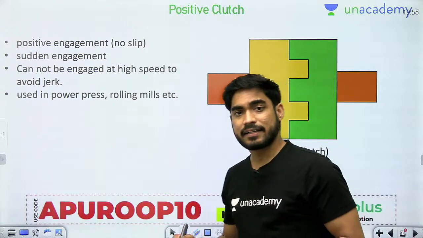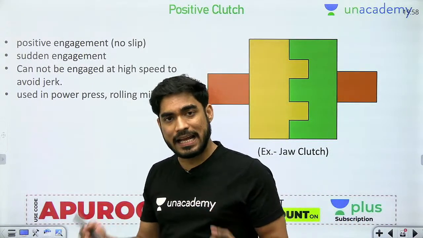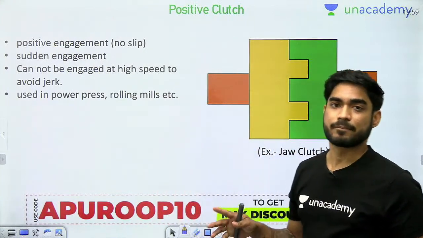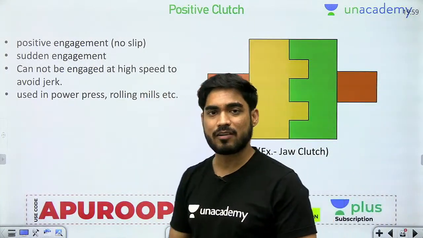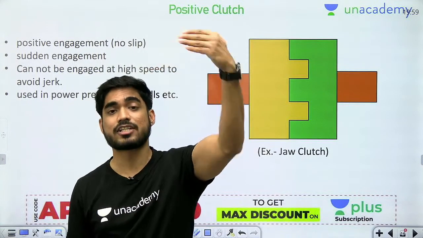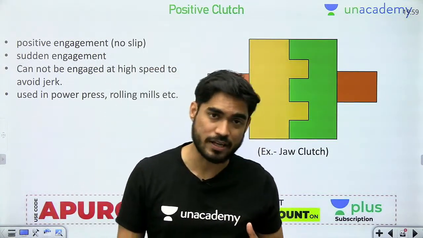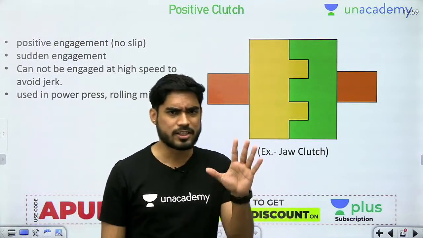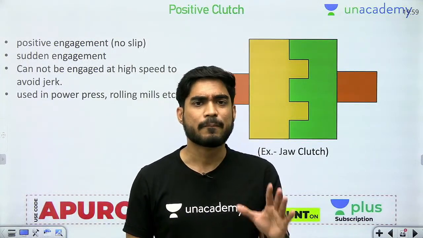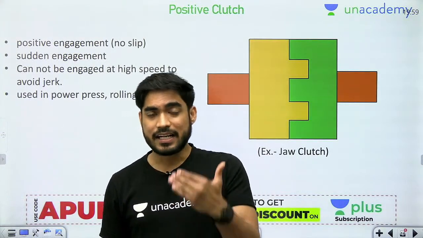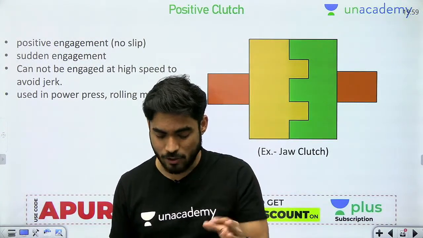So that's why whenever you are engaging a positive clutch, you need to reduce your speed, because at high speed there will be very high vibration and shock. It will create noise, it will create wear and tear. At low speed also there will be shock, vibration, wear and tear, but at high speed it will become very deadly. So that's why it has to be connected at very low speed.